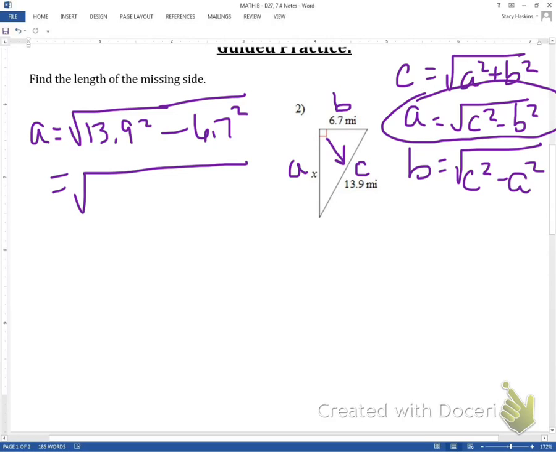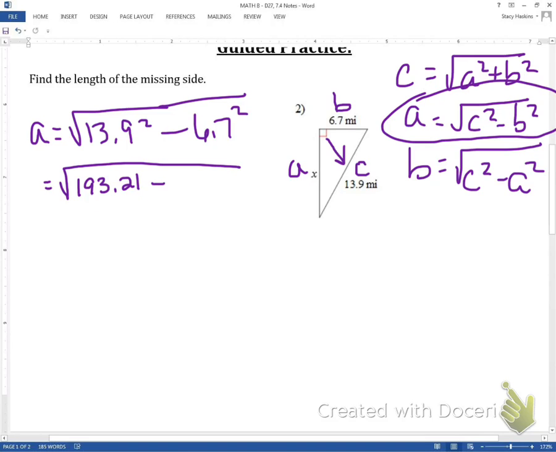13.9 squared. Your squared button, if you don't remember what it looks like, has an X with a little 2 up in the air. Almost all calculators have the same button for the squared. I got 193.21 for that on my calculator. Sorry, that writing's not right, but let me rewrite that for you.